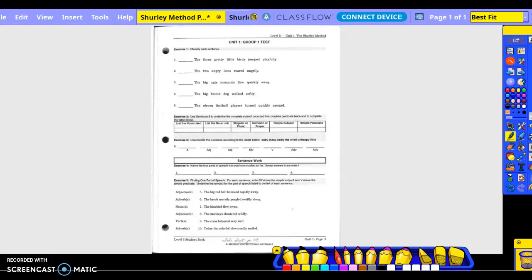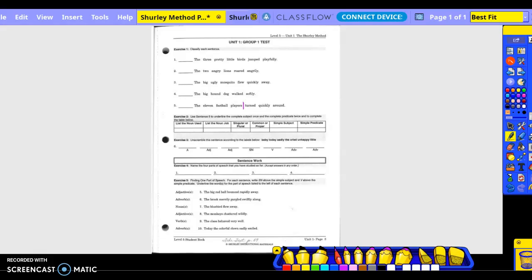Shurley Method, page 3. This will be from 5th grade, and this will also be our part 2 recording for that page. For exercise 2, use sentence 5 to underline the complete subject once and the complete predicate twice. Okay, so where was our backslash? What 2 words did it be? Players and turned, right? Okay, so what was the noun?